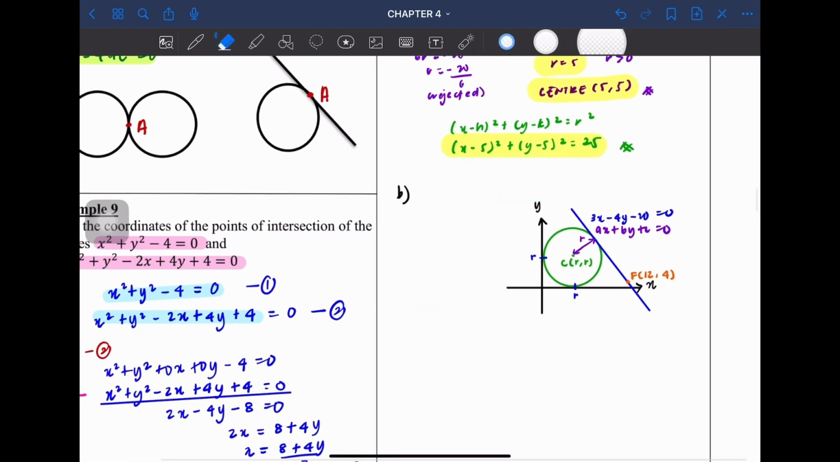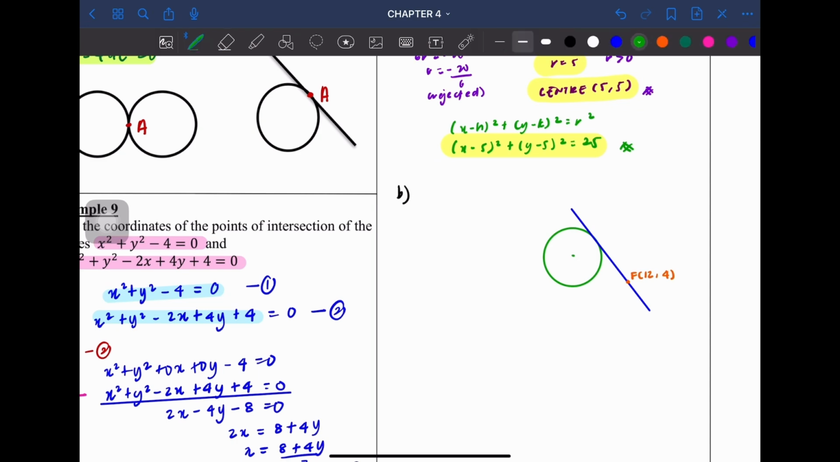Okay, so just need to look at this. You already know your center. Your center is 5. So actually the shortest distance is here. This is your shortest distance to the circle. Okay, so how do we do that?